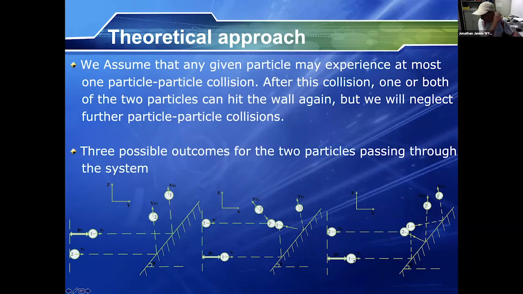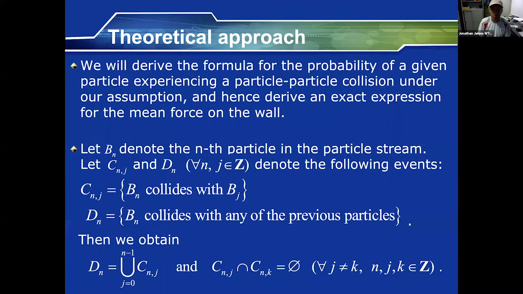And then finally, there's another situation. The first and the second particle collide with one another, and then the second particle hits the wall again. The second particle hits the wall once and bounces off, and the first particle hits the wall again and bounces off. And we will ignore any further collisions after this. So these are the three possible things that can happen.